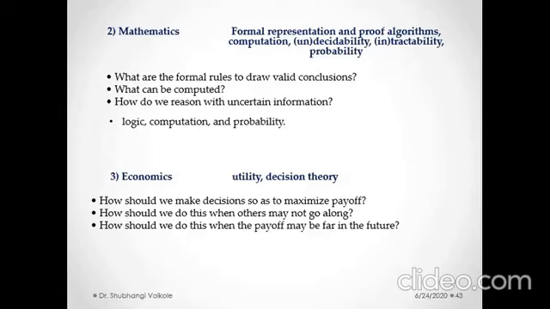The next one is economics. It is in 1776. Here, utility and decision theory are studied. How should we make decisions so as to maximize the payoff? Whenever we have to perform some task, our aim is always to maximize the profit or the output. So what should our plan of action or decision be so that our performance or output gets maximized? How should we do this when others may not go along?